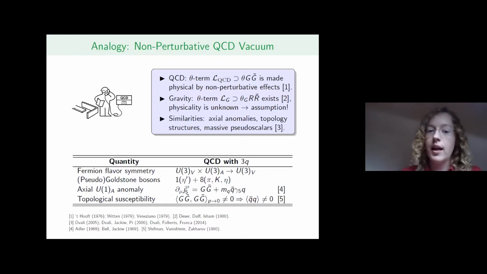It was shown already a couple of years ago by Dvali, Jakiv P, Folkerts, and Funcke that in the presence of the gravitational theta term, we have a lot of similarities between the topological sectors of gravity and QCD. So first of all, in both cases, we have anomalies such as this axial U1 anomaly. And on top of that, the topological structures are very similar, and we get a massive pseudoscalar degree of freedom in both cases. And in the QCD case, it's this eta prime. And in the gravitational case, I will show you in the following what will happen.